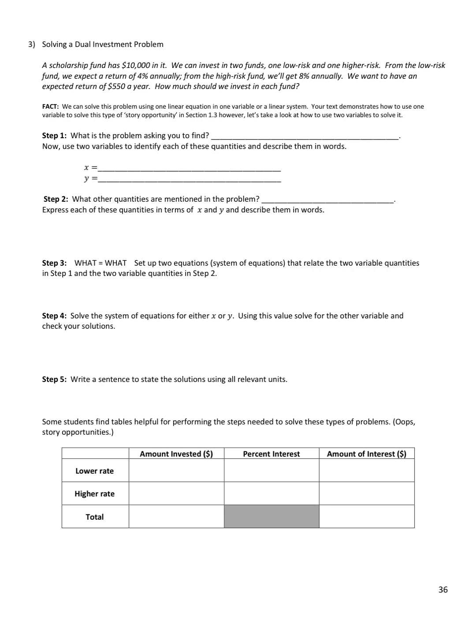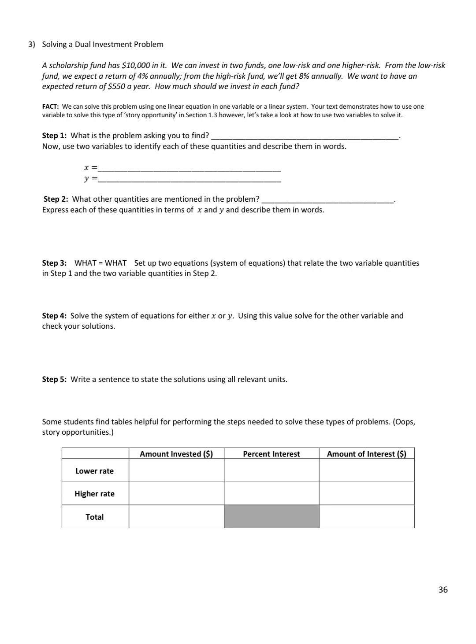Solving a dual investment problem. So the optional exercises at the end of the lesson 5 activities went through this using only one variable. Today we're going to do it with two variables. So you have a scholarship fund that has $10,000 in it. We can invest in two funds. One's lower risk, one's higher risk. From the low risk fund, we can expect 4% annually, and from the high risk fund, we'll get 8% annually. We want to have an expected return of $550 a year. How much should we put in each fund?